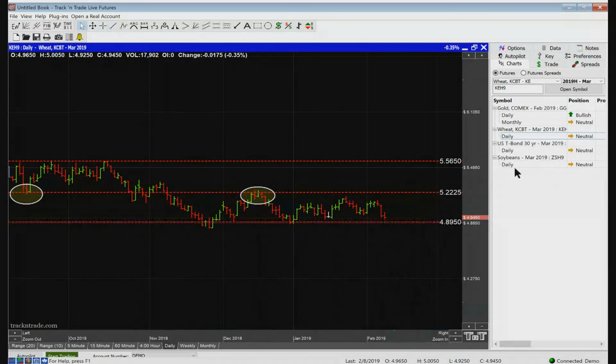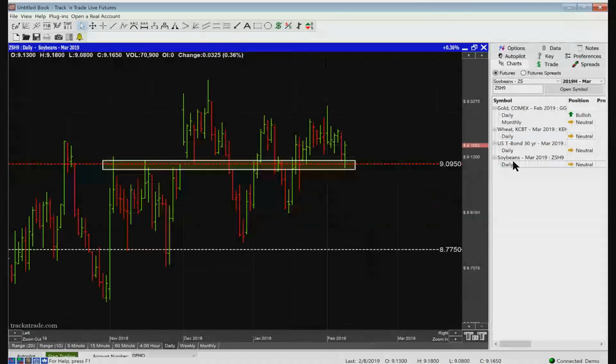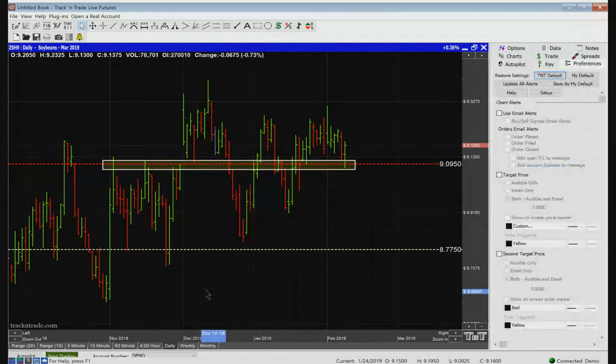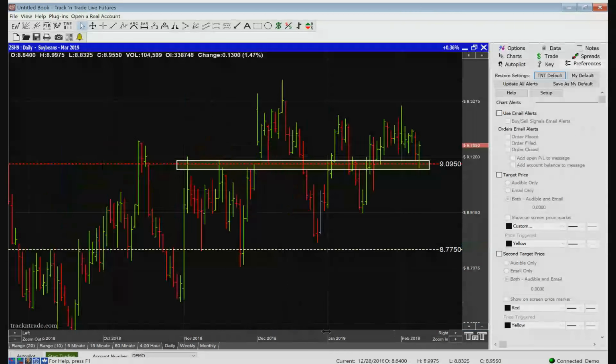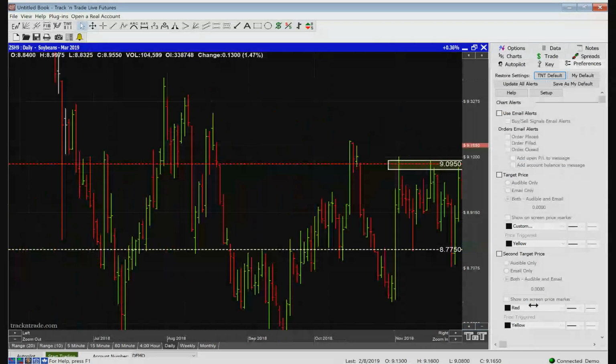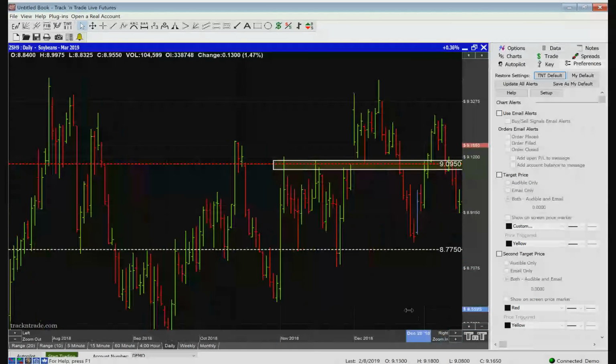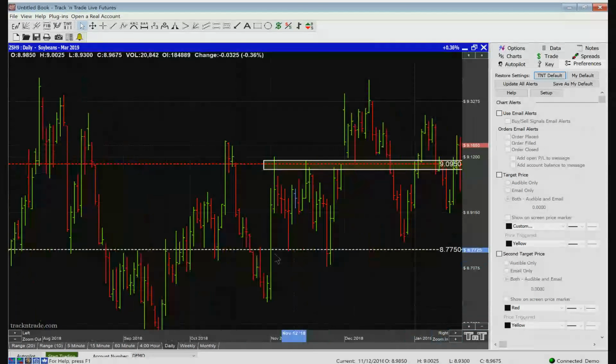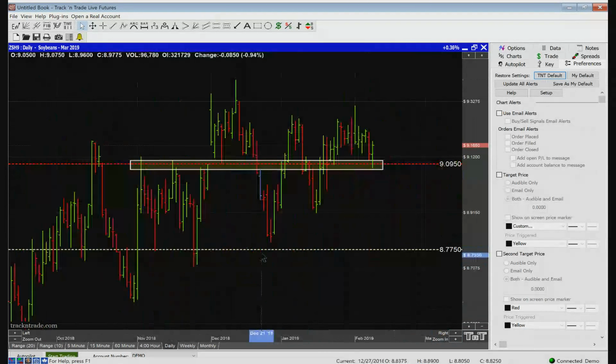Look at one more. Let's look at beans, see if there might be something on beans here. I was looking at this a while ago. Here. There we go. Not quite. We've got support here. See if it turned into resistance somewhere. No. Just going to delete this.